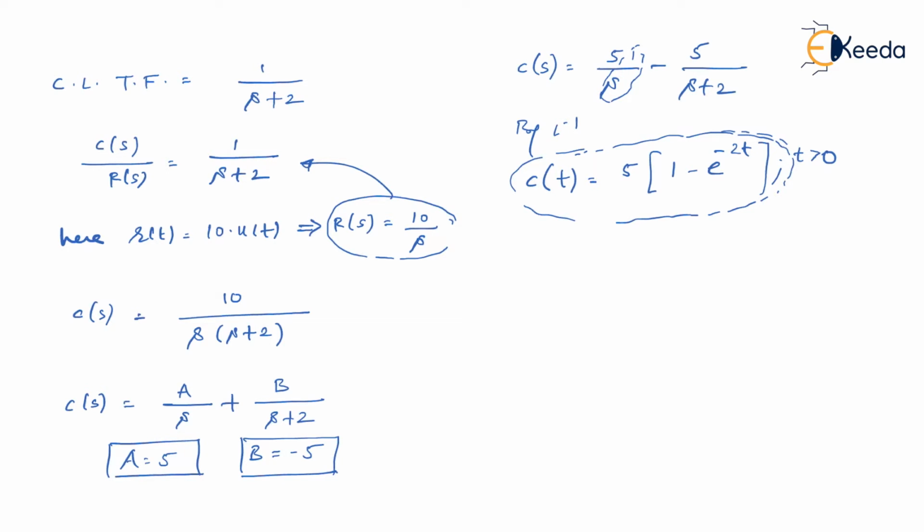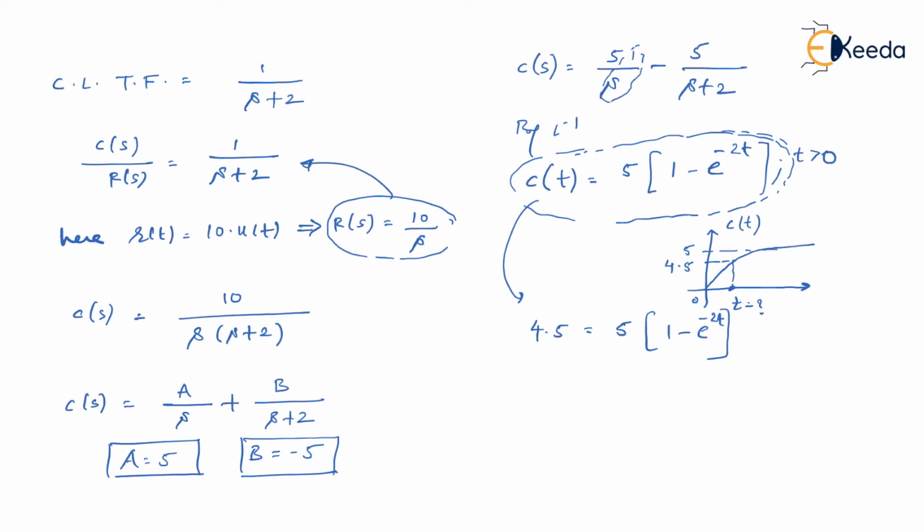Am I right? So let me remind you, I already had my C of t as graphical information this way. This is nothing but the final value. I have to go up to only 4.5 because they are asking for 90% of 5, that is 90% of the steady state value, and I have to calculate t. So at that particular time, my C of t becomes 4.5, which is equal to 5 into 1 minus e to the power minus 2t. And in this equation, only one thing is unknown, that is t.